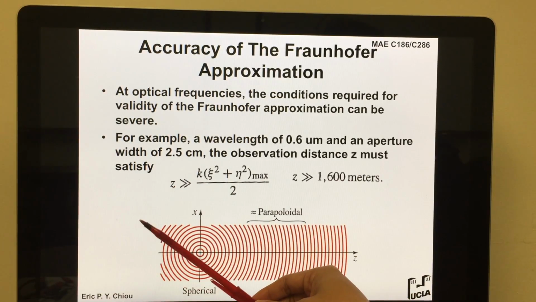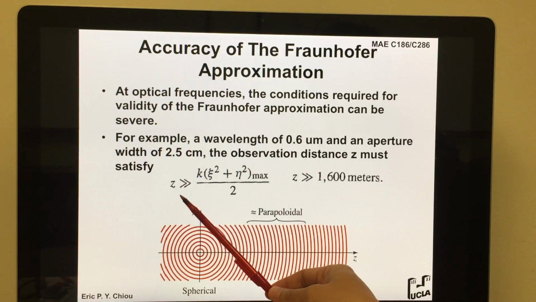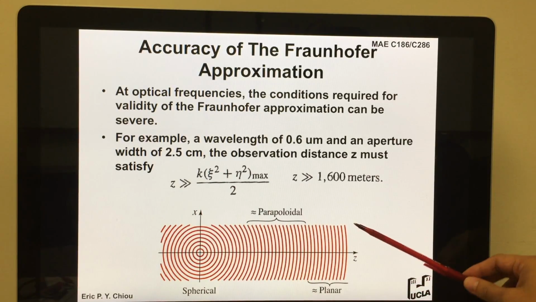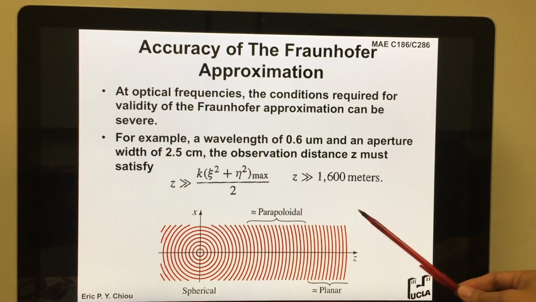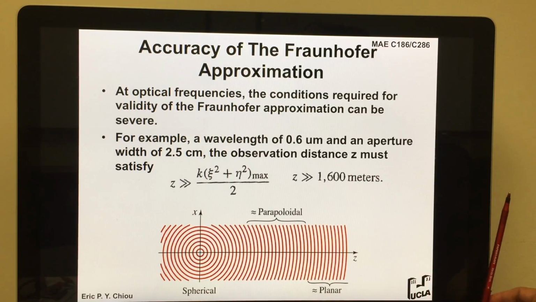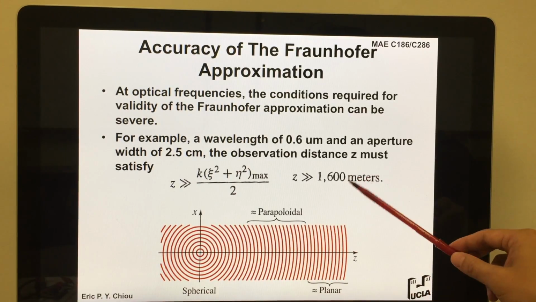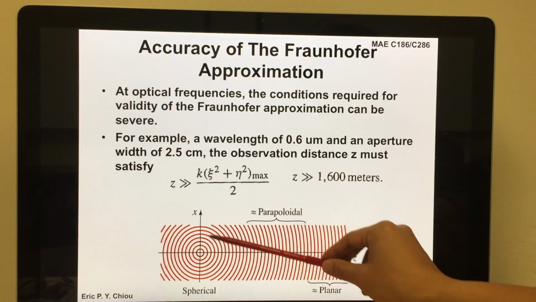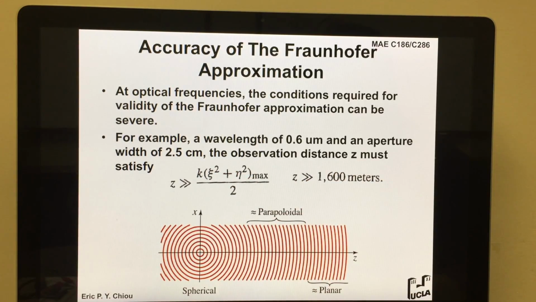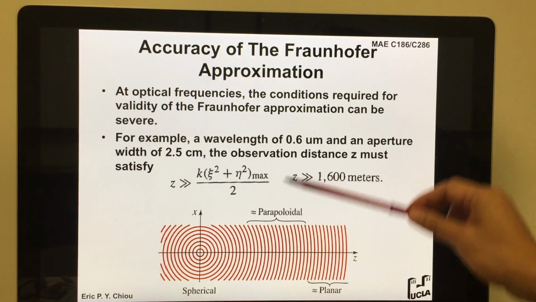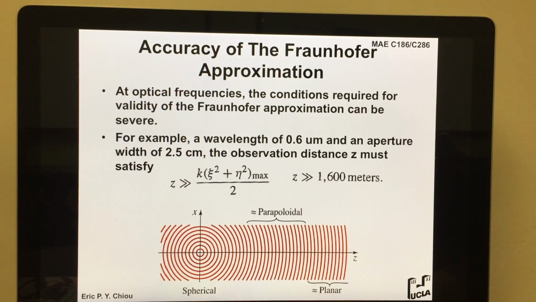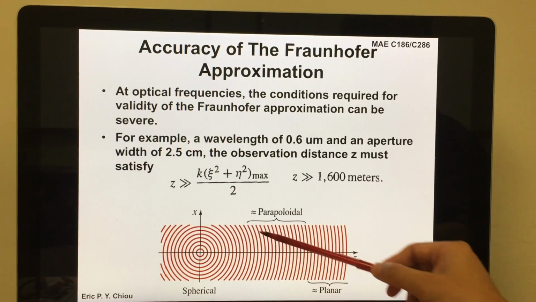Okay, so if you want to observe the Fraunhofer diffraction pattern in free space, you have to go to a distance pretty far away. So this is a 2.5 centimeter pattern. So in many applications, this may not be practical, but anyway, that's what we get.